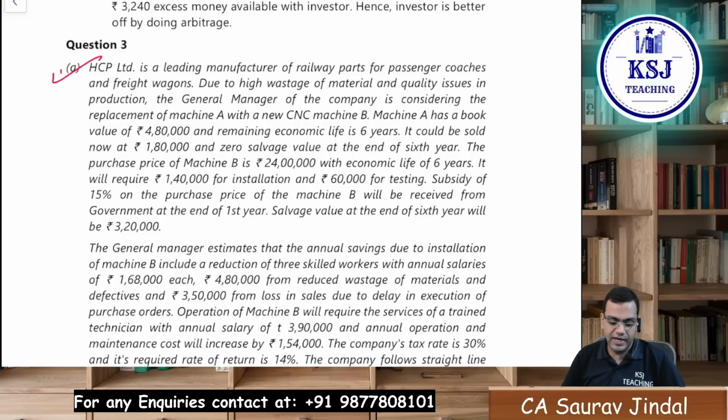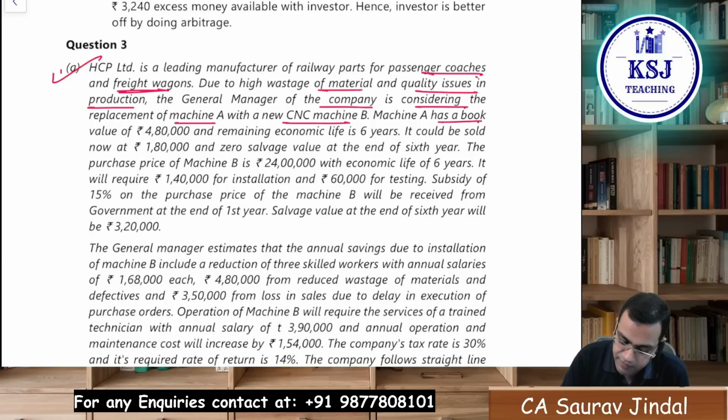HCP Limited is a leading manufacturer of railway parts for passenger coaches and freight wagons. Due to the high wastage of material and quality issues in production, the general manager of the company is considering the replacement of machine A with a new CNC machine B. Machine A has a book value of 4,80,000 and a remaining economic life of 6 years. It could be sold now at rupees 1,80,000 and has zero salvage value at the end of the 6th year. Right now it can have a salvage value of 1,80,000.